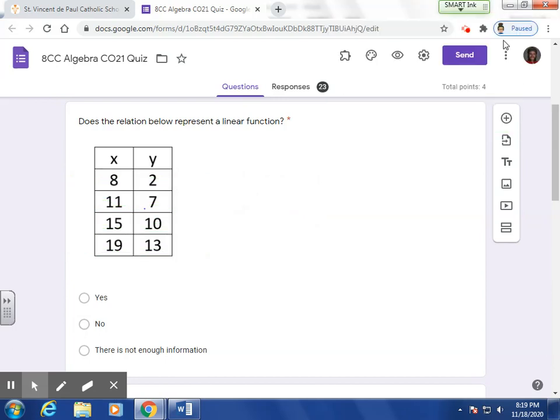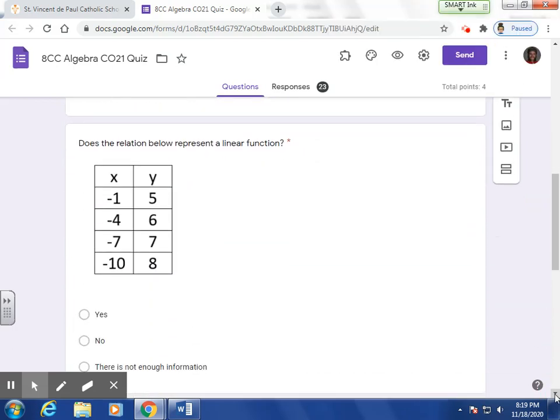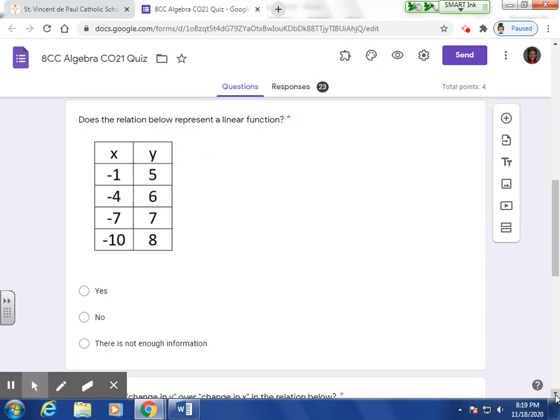Next one. Does the relation below represent a linear function? Going up on the y column here. Sorry, we're not going up the y column, but our values are. Going up by 1, 5 plus 1 is 6, 6 plus 1 is 7, 7 plus 1 is 8. On the x here, -1 minus 3 is -4, -4 minus 3 is -7, -7 minus 3 is -10. This looks pretty consistent to me, looks pretty constant. So the rise over run for all of these is 1 over -3. They're all the same. So yes, sir. That is a linear function.